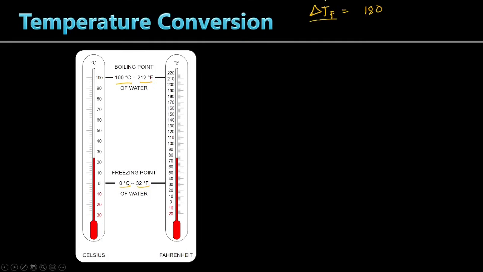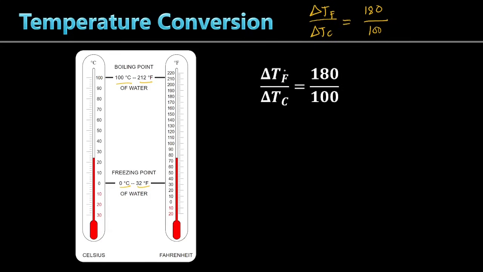And divide it by the change in Celsius. So in Celsius, the change is 100 because 100 minus 0 is 100. So let's indicate that. This is now delta TF over delta TC. And delta TF is 180 and delta TC is 100. So we can now relate these two using this ratio and proportion. Okay. So delta TF over delta TC is 180 over 100.